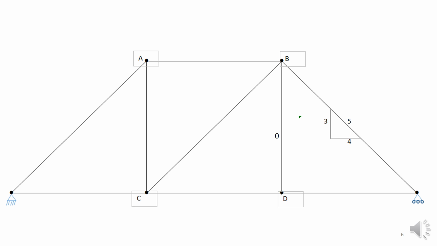Here we give an example of a determinate truss. We see here members shown by the straight lines being connected at joints A, B, C, D, and also at the left hand and right hand supports. These joints are assumed to be hinged. In other words, they will transmit zero bending moments.